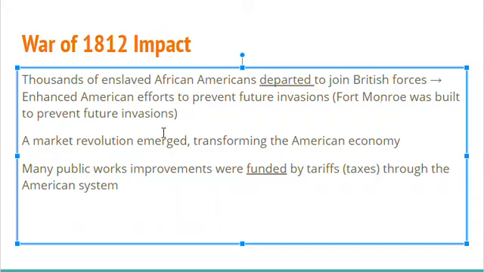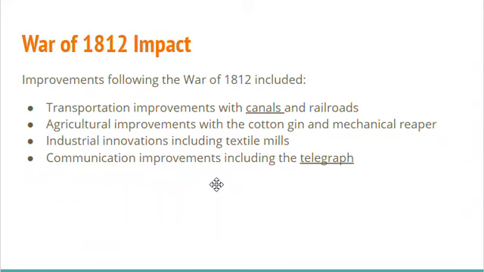And a market revolution emerged, transforming the American economy. Many public works improvements were funded by tariffs, which are taxes, through the American System. And public works are things like roads and trains. So the American government was getting money through tariffs. And there were several improvements following the War of 1812, and these included transportation improvements with canals and railroads.